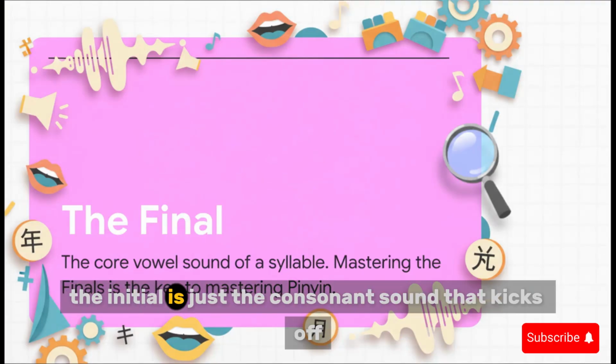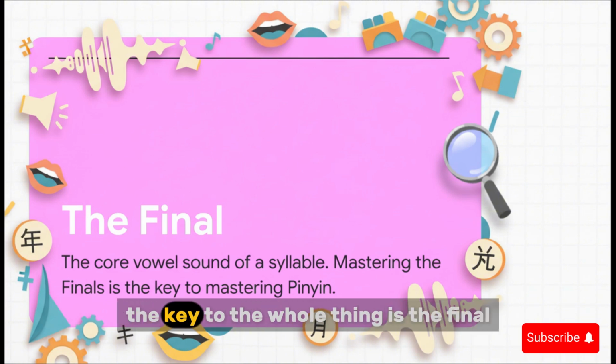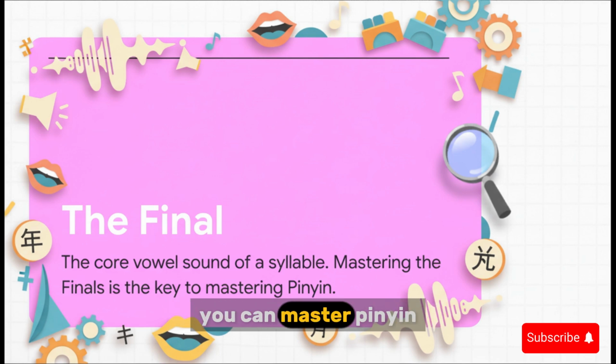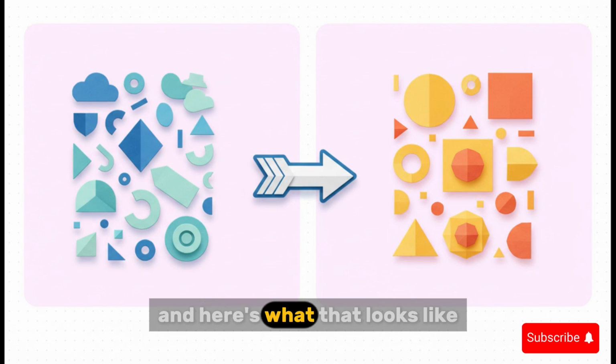Now, the initial is just the consonant sound that kicks off the syllable. But the real secret, the key to the whole thing, is the final. The final is the main vowel sound, and this is the big takeaway. If you can master the finals, you can master Pinyin. So that's where we're going to put all our focus. And here's what that looks like.